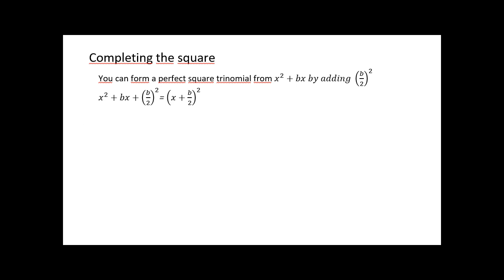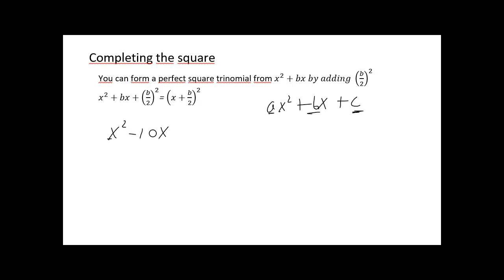If we have x squared minus 10x, how can we transform this into a perfect square trinomial? Well, we need to remember the standard form is ax squared plus bx plus c. The coefficient next to the x squared is going to be the value of a. The coefficient next to the x is going to be the value of b. And the last number is going to be c.